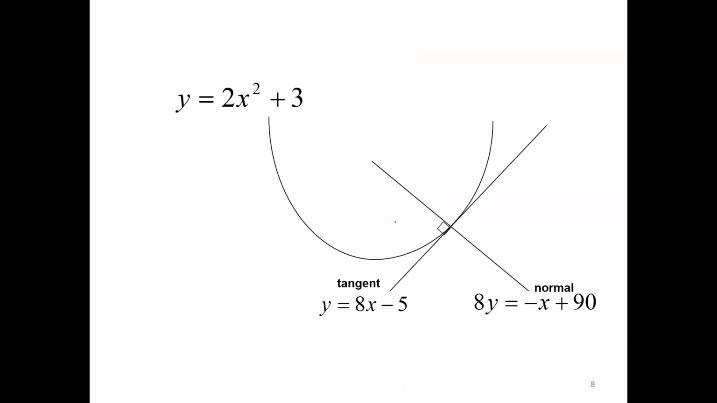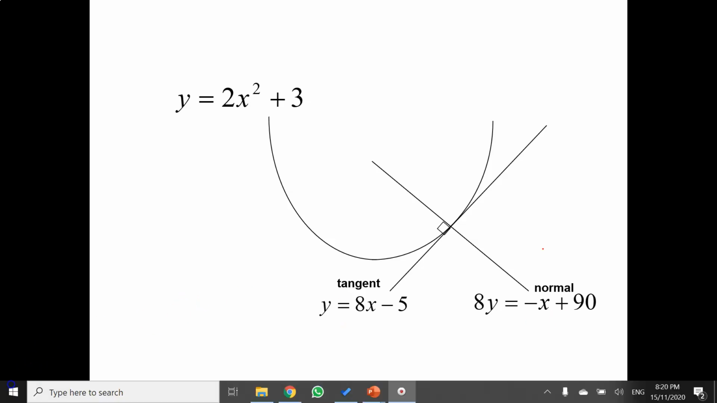So when we sketch our curve, our graph, it's going to look like this. This is your curve, y equal to 2x squared plus 3, and then you will have a tangent line. The tangent is just beside the curve, and the normal will be 90 degrees to the tangent. So this is your graph, this is the equation of tangent, and this is the equation for normal. I think that's it for the equation of tangent and equation of normal.